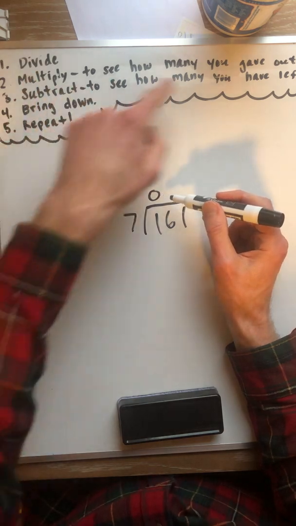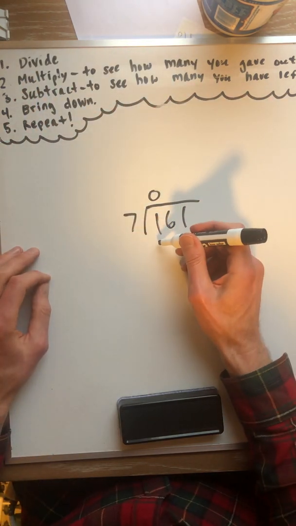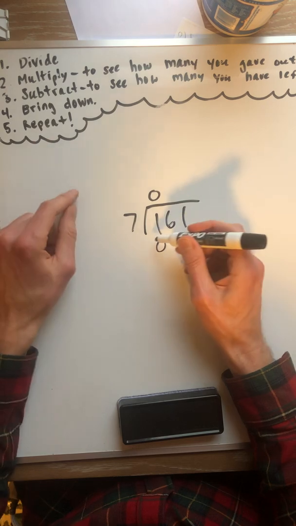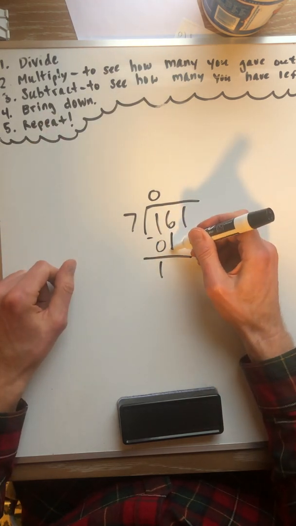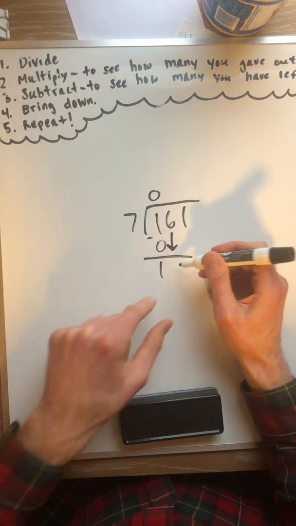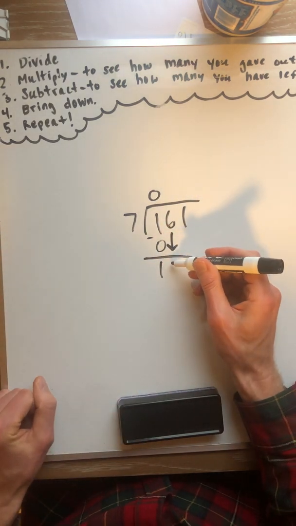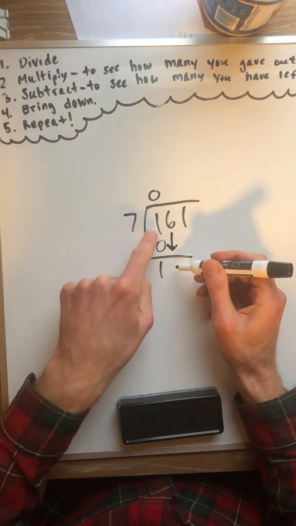So now we multiply to see how many we gave out. 0 times 7. 0 times any number is 0. Subtract. 1 minus 0 is 1. Bring down. Now we're talking about the tens. Whenever you bring down, you're talking about the next spot. We were doing hundreds, now we're doing tens.